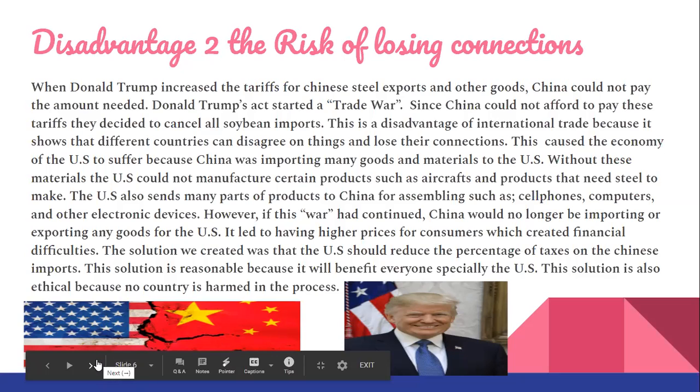The solution we created was the US should reduce the percentage of taxes on the Chinese imports. This solution is reasonable because it will benefit everyone, especially the US. This solution is also ethical because no country is harmed in the process.